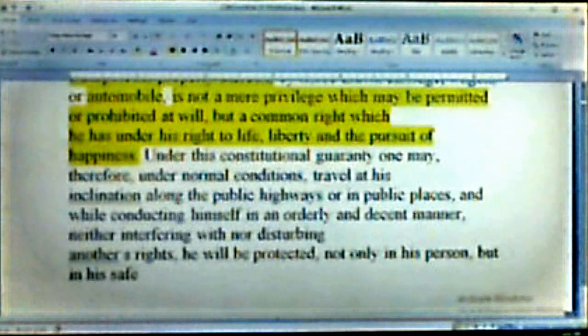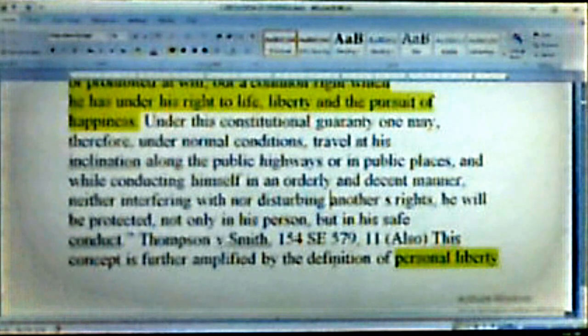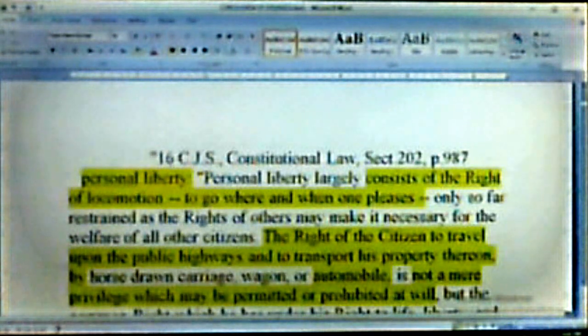But now you have an understanding here that constitutional law says you have a right to travel in your own automobile. Now this concept, which is called personal liberty, is amplified even more when you come down to constitutional law in 16 CJS Constitutional Law, Section 202, page 987.